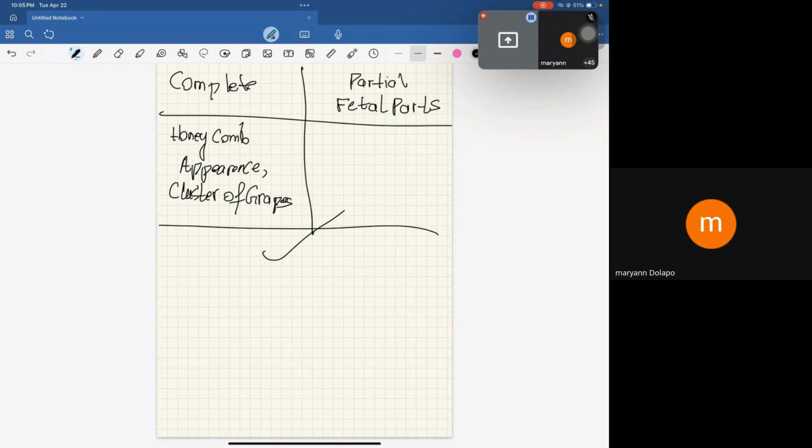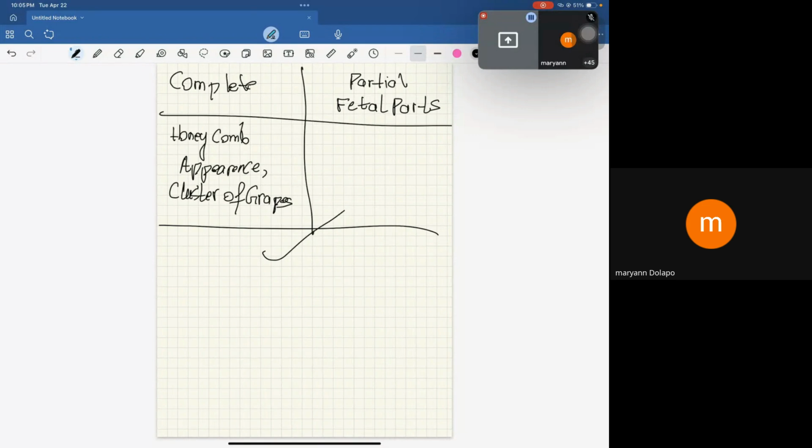Now, how do these moles present? They will give you a condition where there is amenorrhea, there is bleeding, there is hyperemesis gravidarum, there are signs of hyperthyroidism, there are signs of preeclampsia before 20 weeks of gestation, and the HCG is in lakhs. At the same time, they will ask you to differentiate between a complete and a partial mole.